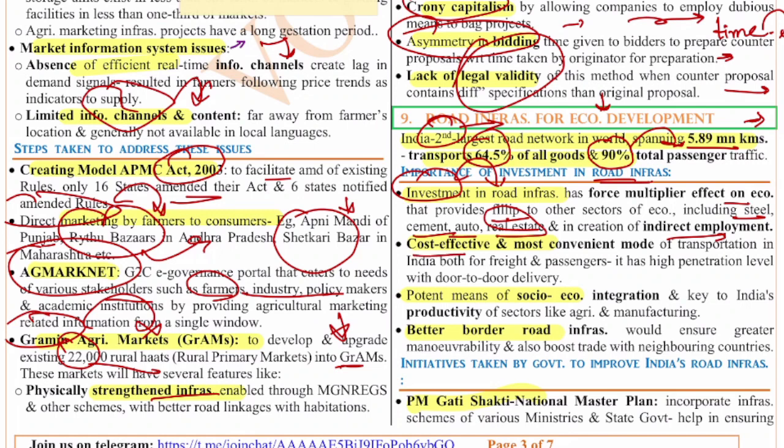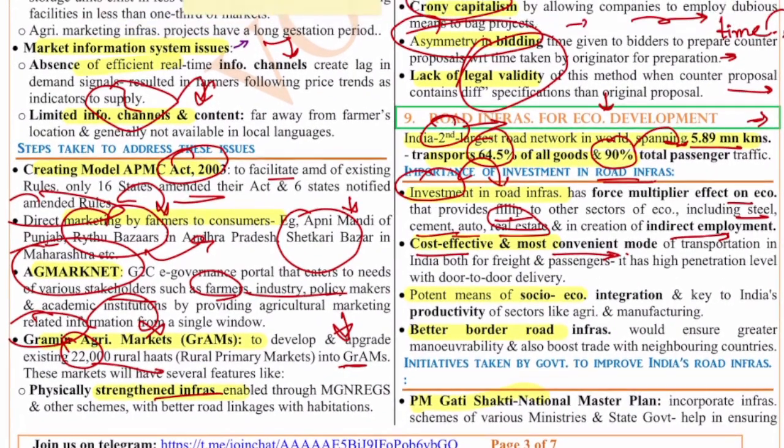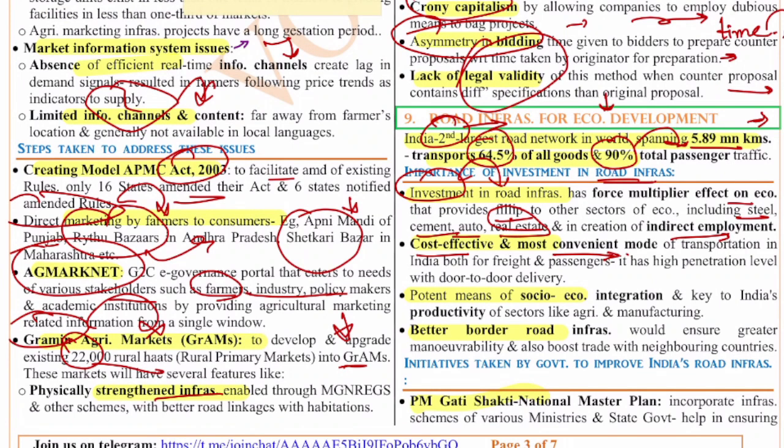Second thing is cost effective and most convenient mode, because it is very easy to build roads compared to either railways or even airways. And comparatively it costs less. The building of roads costs less compared to maybe building of entire railways. Also, this will help in the movement of both people as well as goods. This is a potent means of socio-economic integration, because without any road, the connectivity will take a major hit. If connectivity takes a major hit, then the movement of goods and people will not happen. If the movement of people will not happen, then the investments and other financial avenues for the people will reduce.